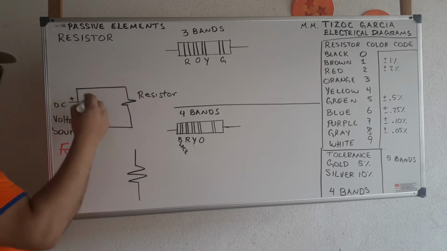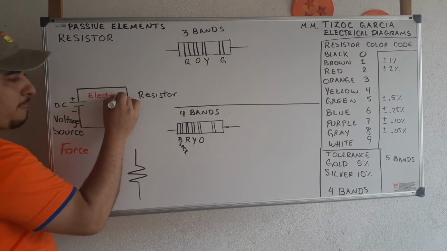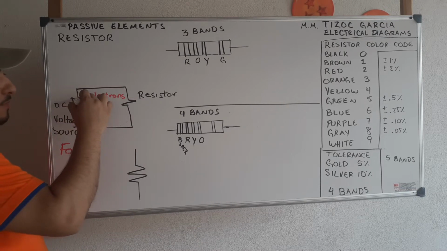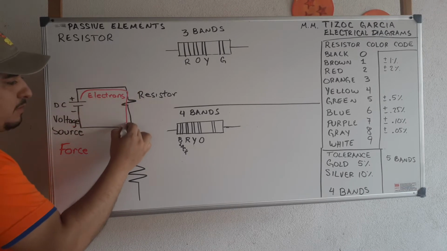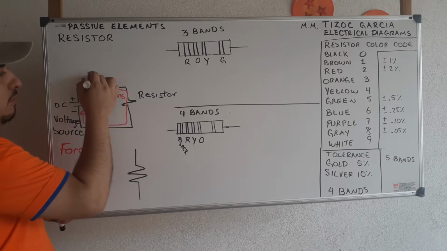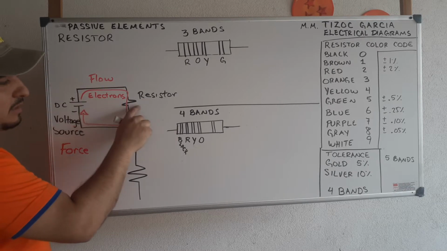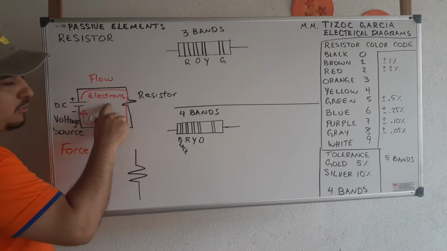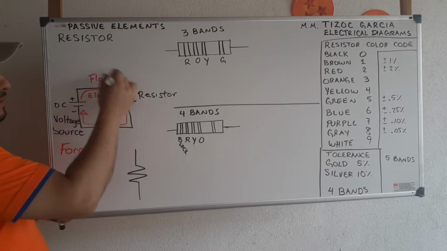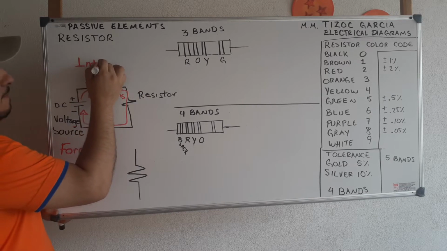And inside the circuit, we are going to have electrons. Then this one pushes the electrons in this way, and now we have a flow of electrons. Depending on this value, the flow could be lower or higher. In this case, this one is named intensity.